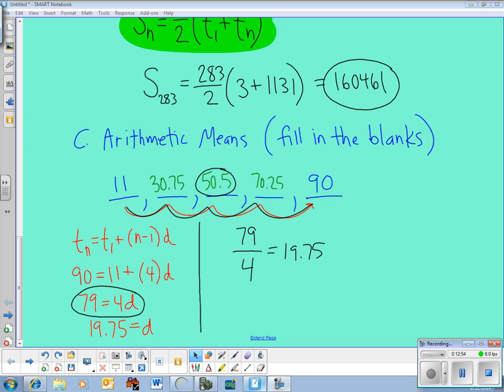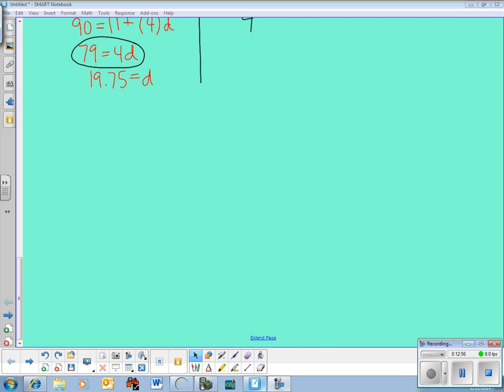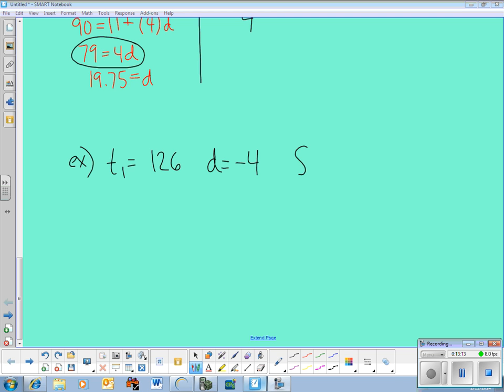All right, let's do one more variety of question style. How about this? First term is 126. Common difference is -4. Find S48. So what I'm asking you for is start at 126. The next term is 4 less than that. And I want to add up the first 48 terms of this series. This is a series question because I'm asking you for a sum.